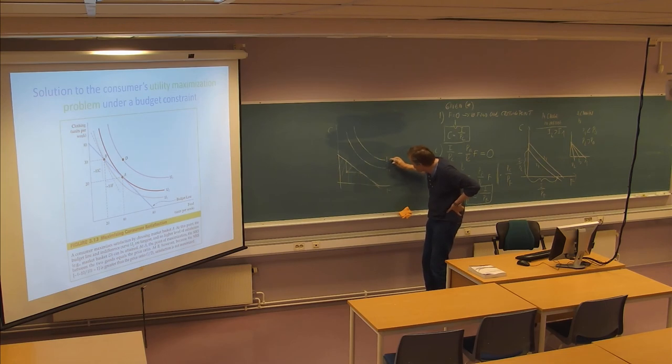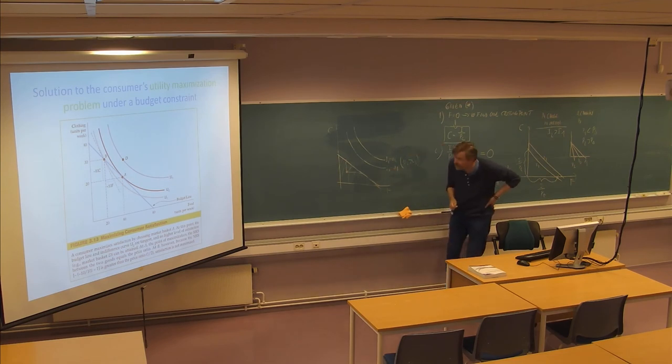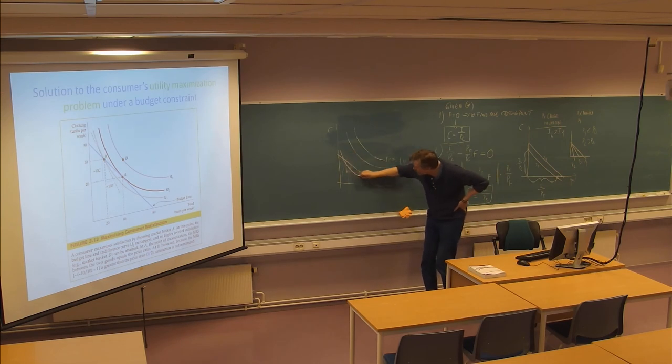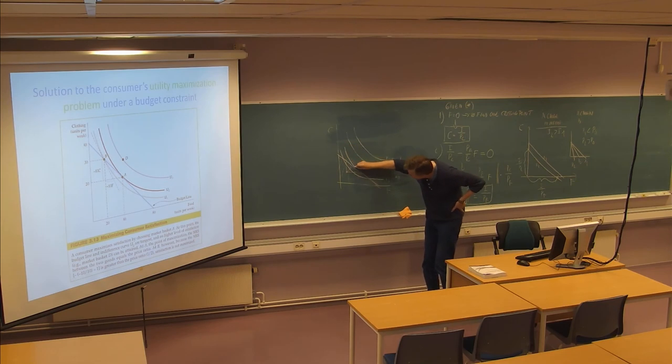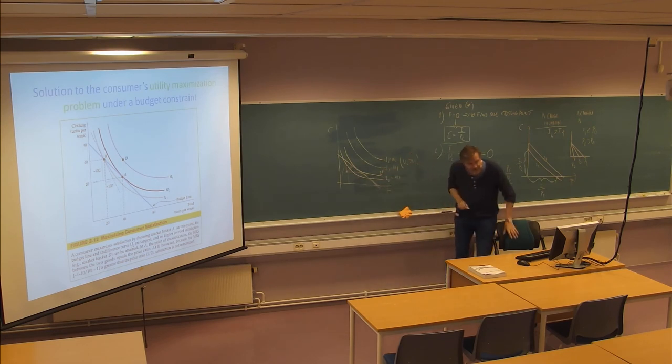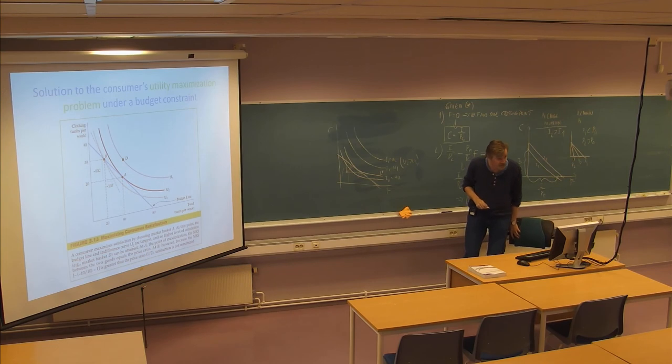Although utility is higher here, he can't reach that one either. This one, he can reach, can't he? However, there should be an indifference curve at some other point here, which kind of gives higher utility than this one, shouldn't it? Maybe this one, let's call that one I star. That is kind of the indifference curve that produces the highest utility for the consumer.